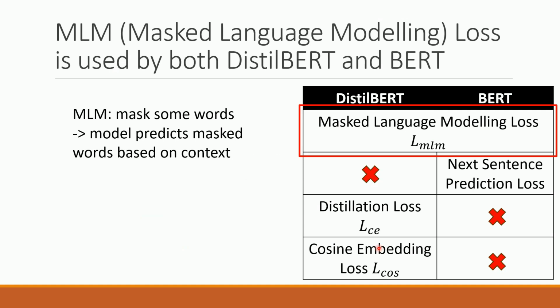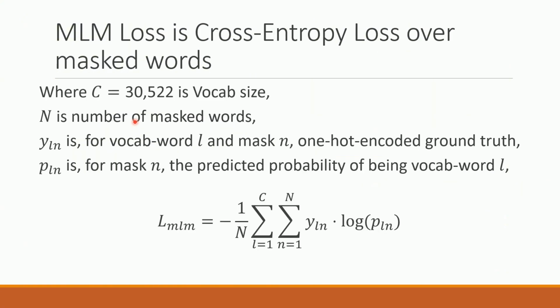So firstly, MLM, which is masked language modeling loss, is used by both models, right? Just a recap, MLM is just to mask some of the words, and then the model will predict what the masked words are based on the context. So this is just the formula for this. This is just cross entropy over the masked words. So you can read this formula. This is the vocab size, n is the number of masked words. This is for the ground truth, and this is the prediction by the DistilBERT model, right? So you can just combine it using cross entropy.